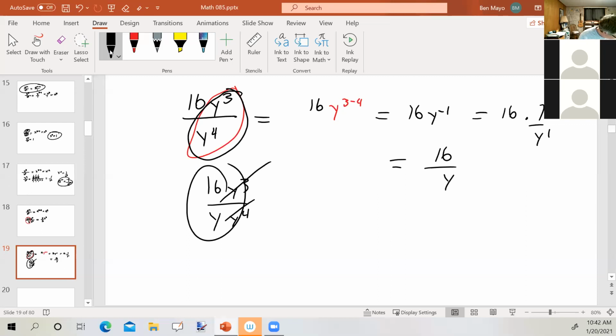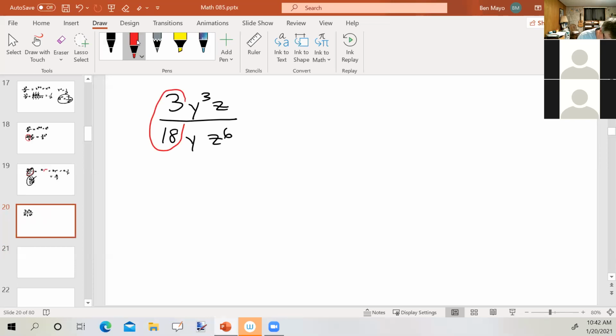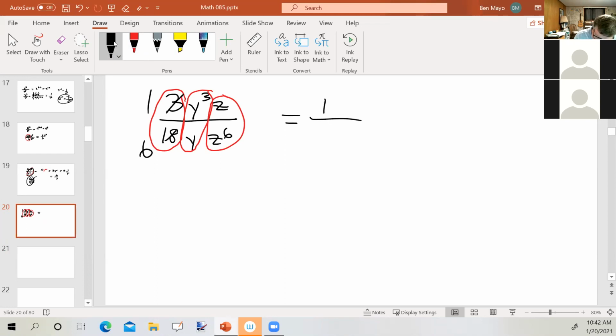Okay. How about this one? 3y cubed z over 18y z to the 6th power. So we're going to look at this in 3 separate pieces. We're going to look at that, and then that, and then that. Okay. The 3 over 18, I could reduce that down to 1 over 6. Okay. The y cubed over y, there's an implied 1 there, so that's y to the 3 minus 1, or y squared.